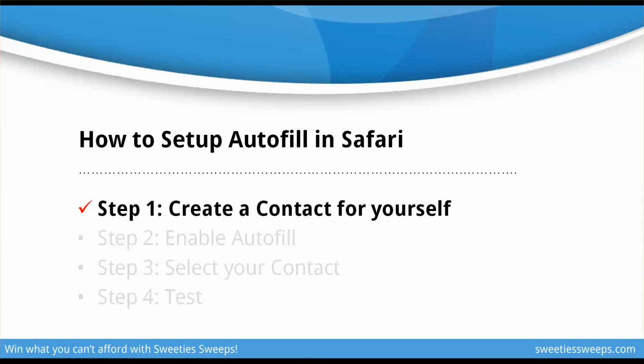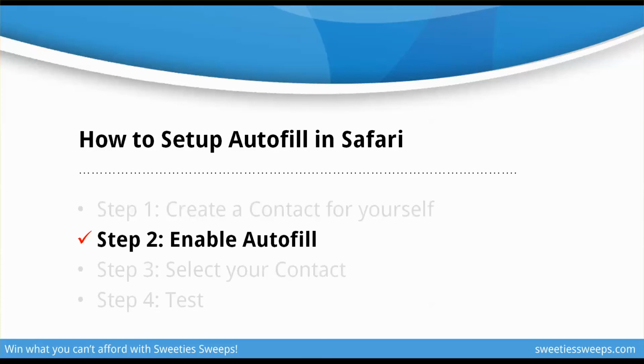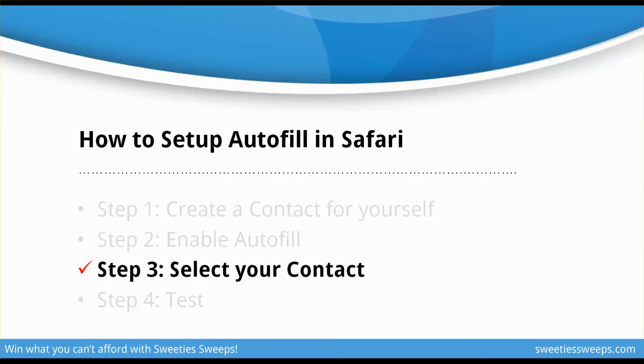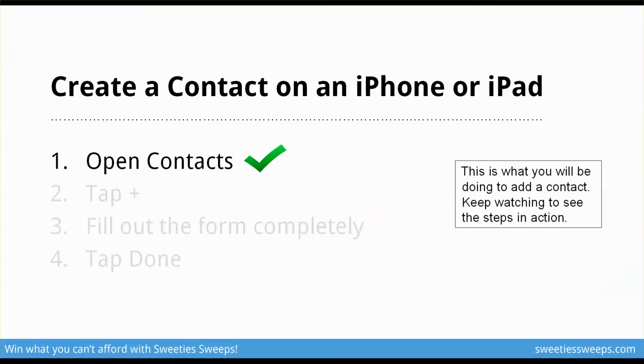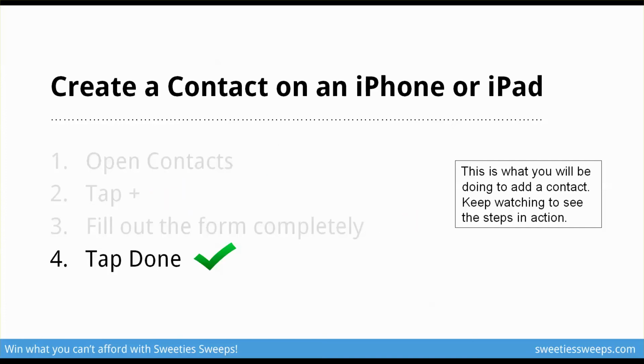Here's how to set up Autofill in Safari. You'll be creating a contact for yourself, enabling Autofill, selecting your contact, and then testing. Now grab your phone or tablet and follow along to learn how to set up and enable Autofill and then test it out. We're going to create a contact on an iPhone or iPad first. Open Contacts, tap Plus, fill out the form completely, and tap Done. Now watch and see how it's done.